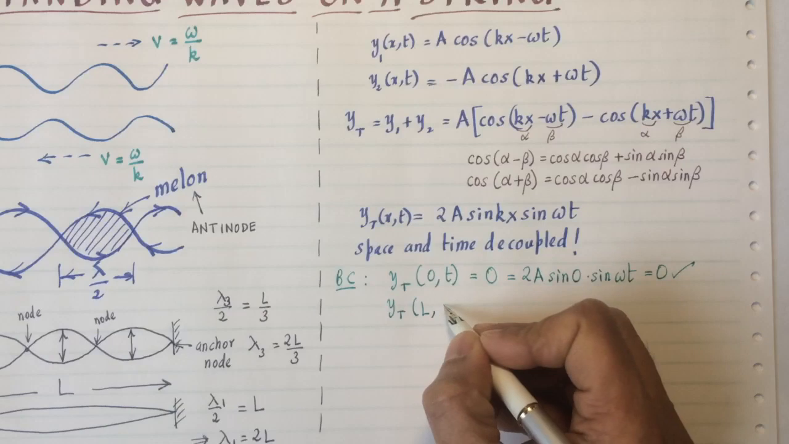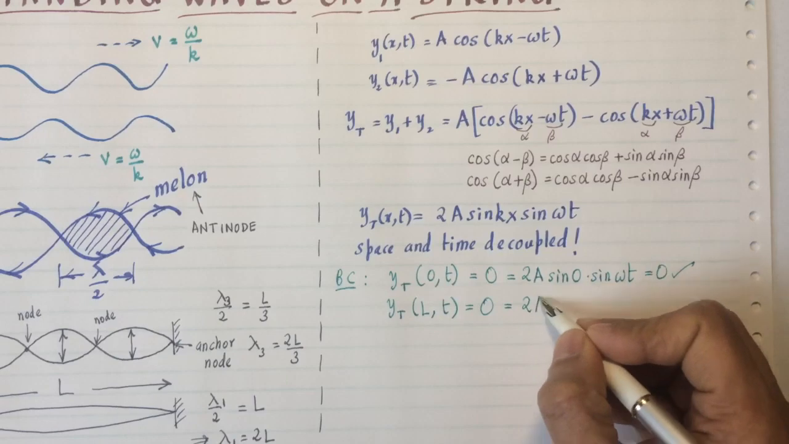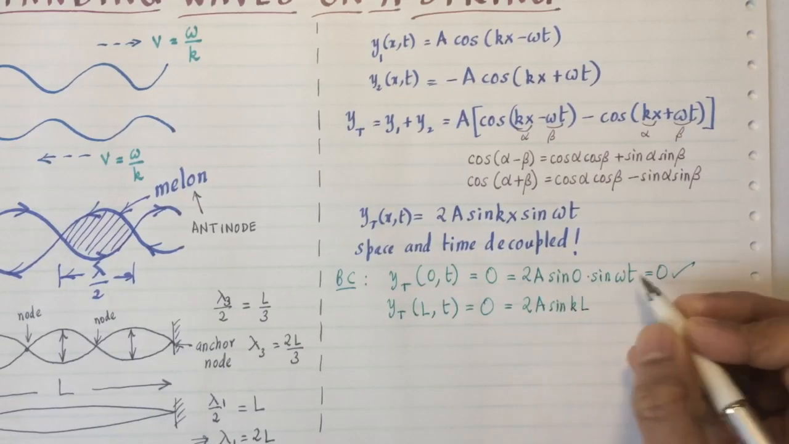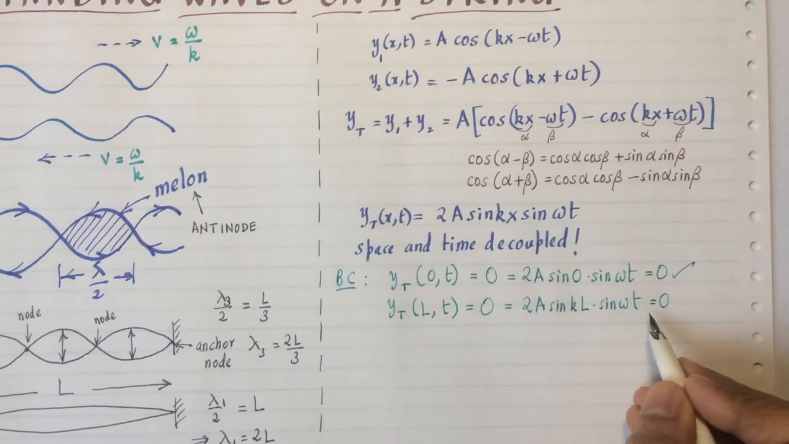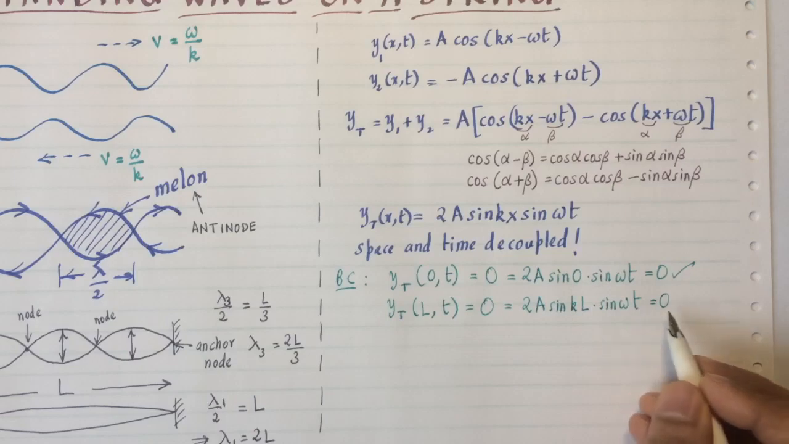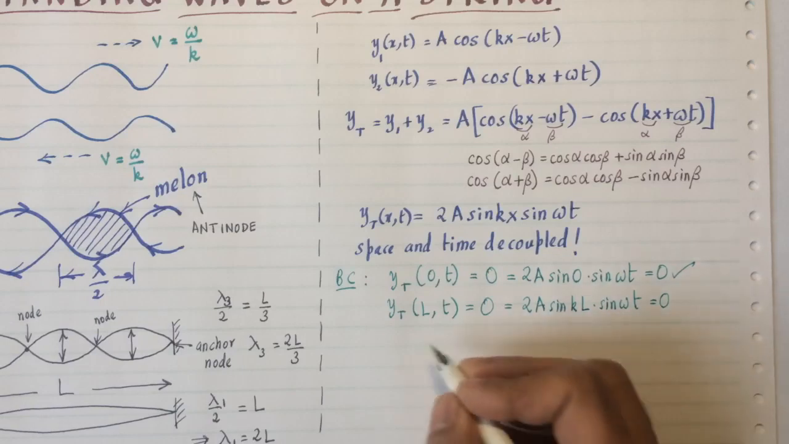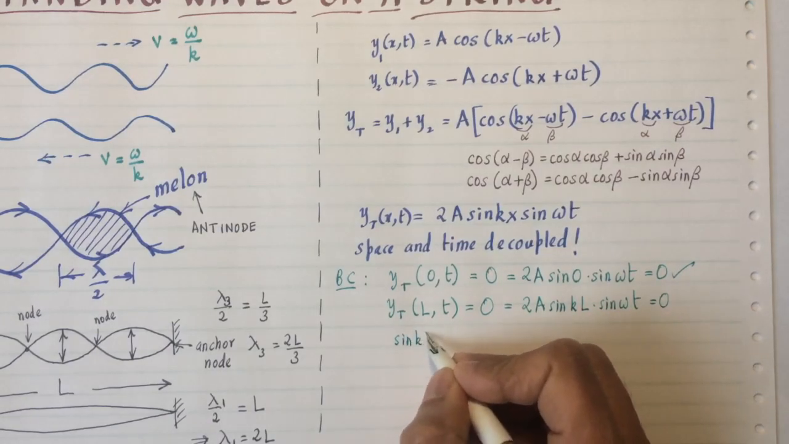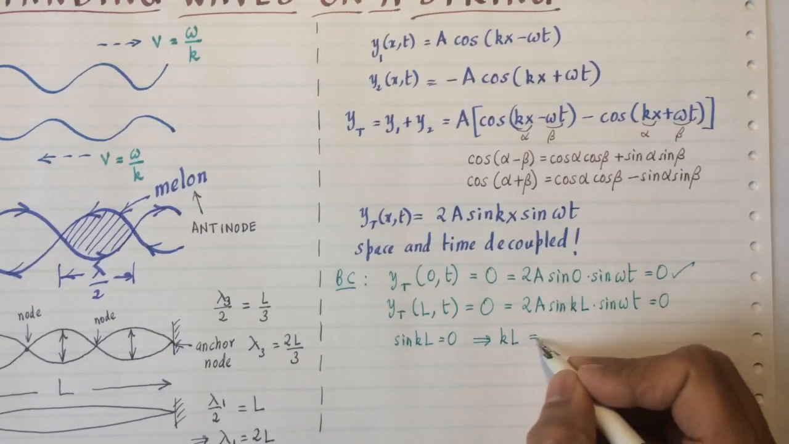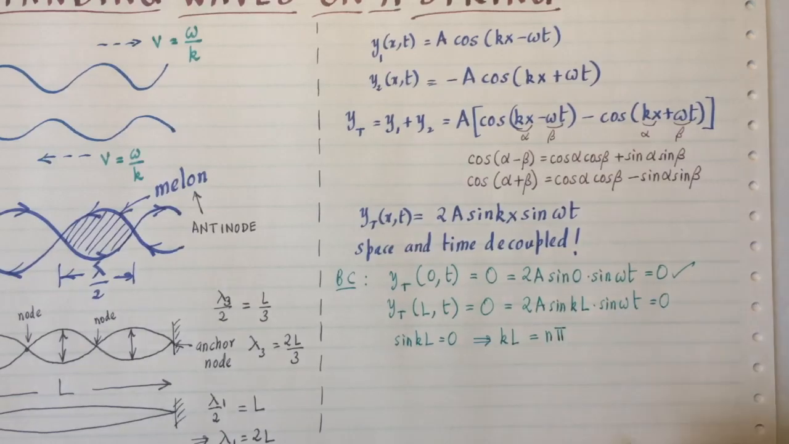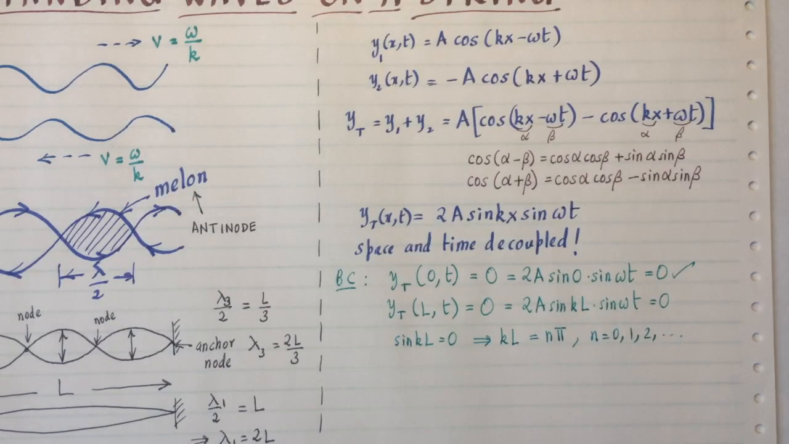y is also 0 at the other end, at L. Well, what does that give us? You get 2a sine of kL times sine of omega t. Now, if that has to be 0, you cannot have sine omega t equals 0, because then you'd be choosing a special time, and you're not allowed to do that. So the only option you have is to choose sine of kL to be 0. kL has to be not necessarily 0, but any multiple of pi, including 0. So n equals 0, 1, 2, and so on. So those are the solutions for this.